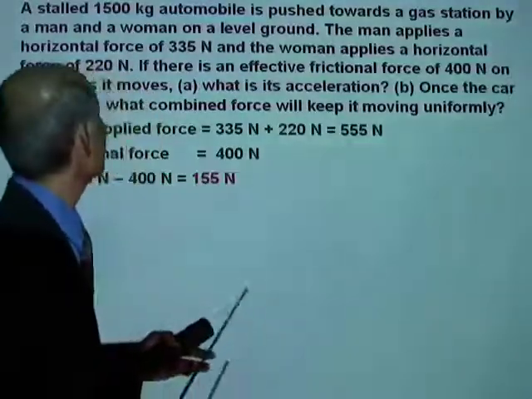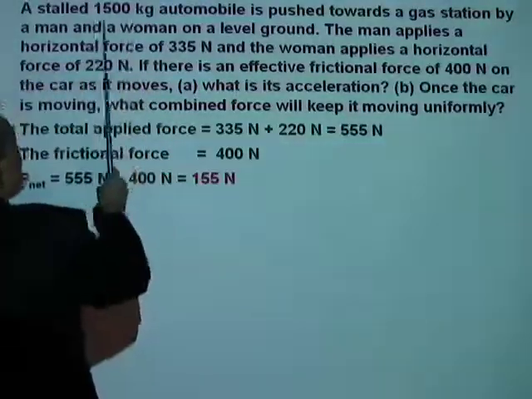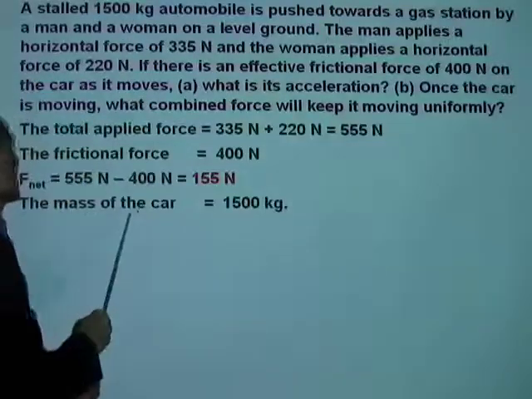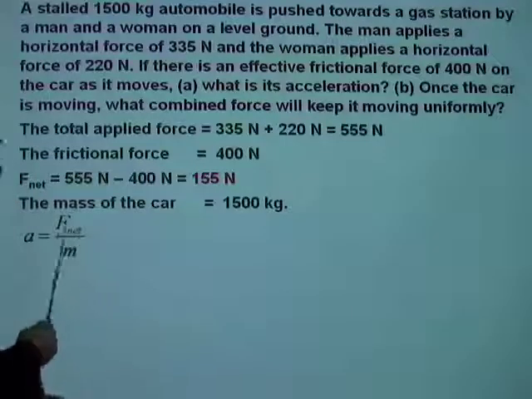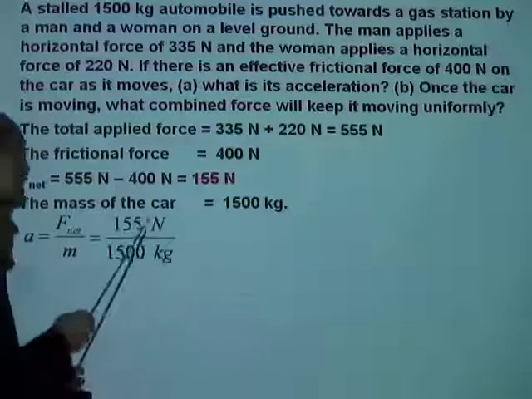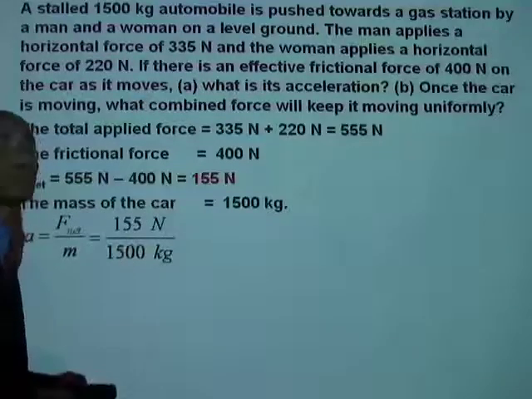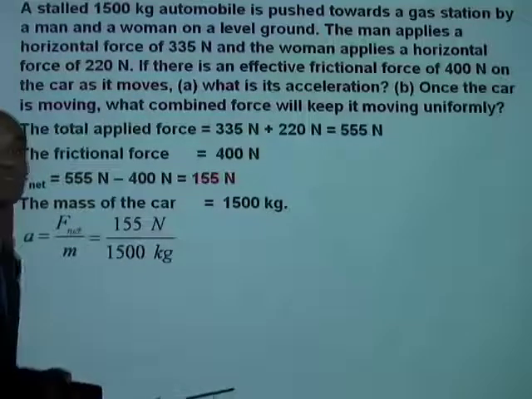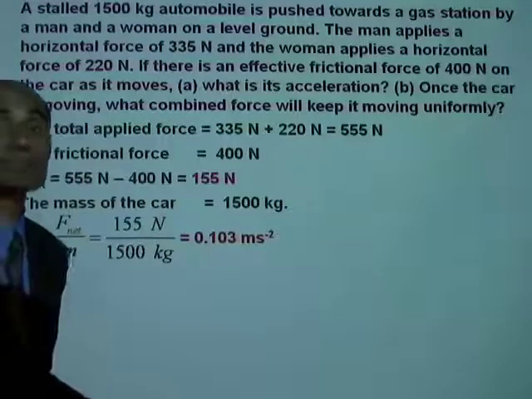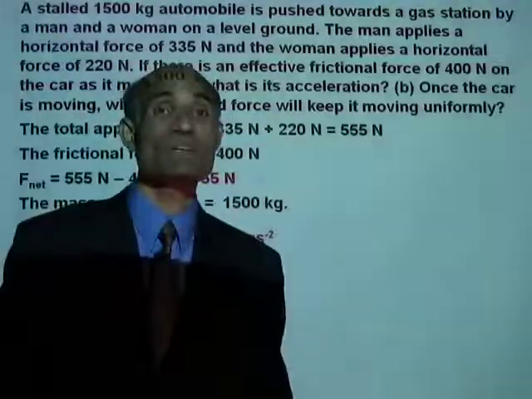What is the mass of the car? The mass of the car is 1500 kilogram. So the acceleration therefore is net force divided by the mass, that is 155 Newton divided by 1500 kilogram, that is 0.103 meter per second squared.